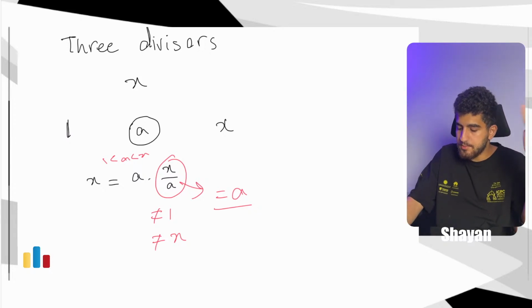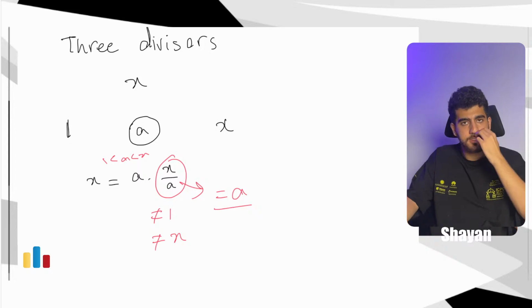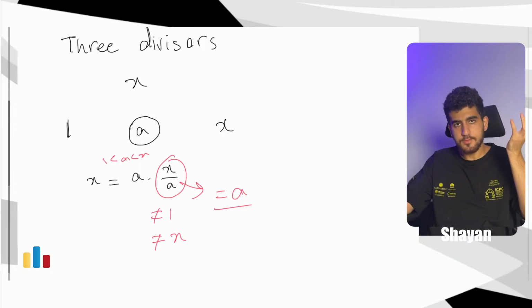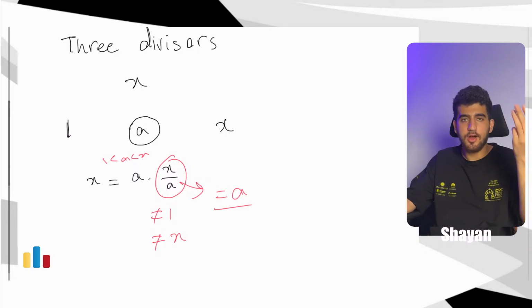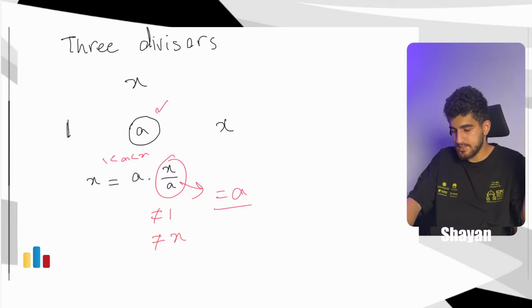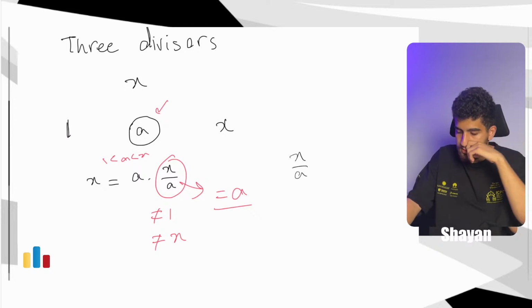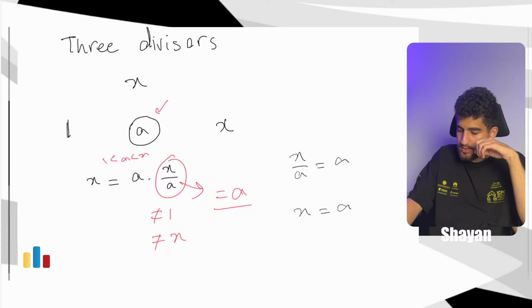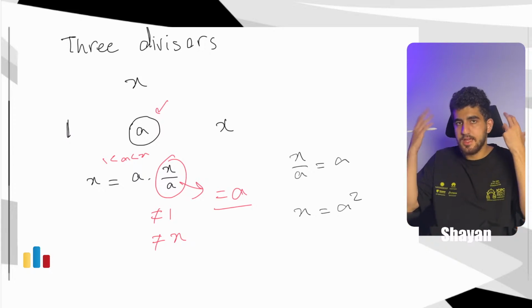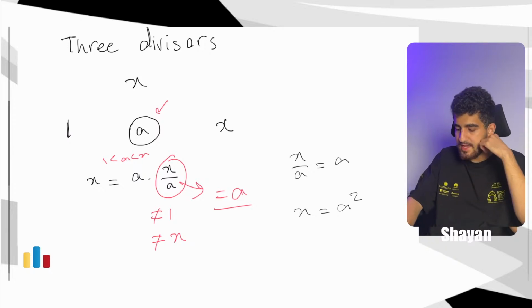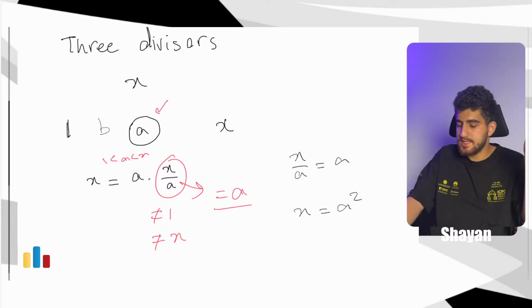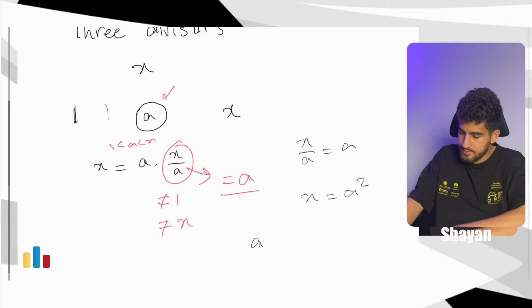So x over a is also a divisor of x. It's not equal to 1 and it's not equal to x, so it must be equal to the third one, the other divisor. So it must be equal to a. So x over a must be equal to a, and x is equal to a squared. And a itself must not have any divisors, because if a is also divisible by some b between 1 and a, then x is divisible by that as well. So a must be prime.